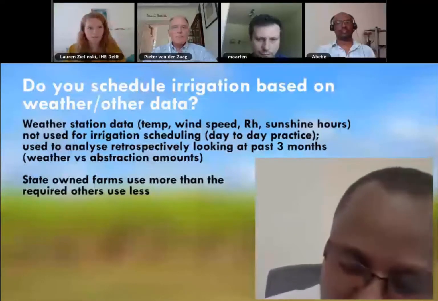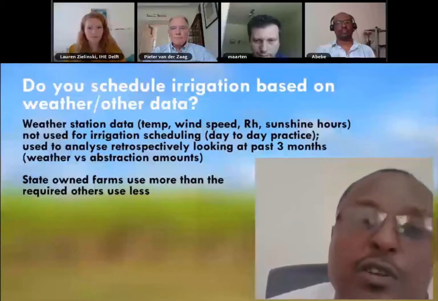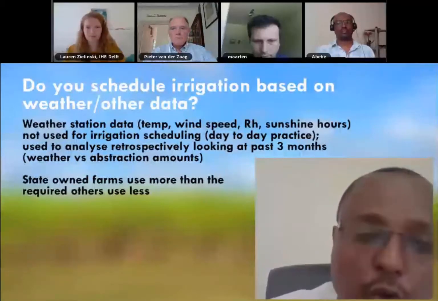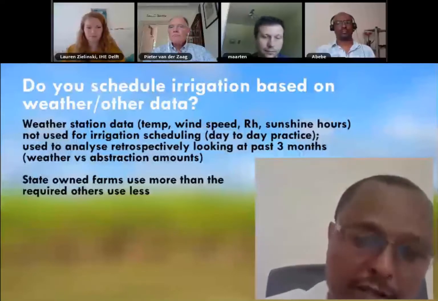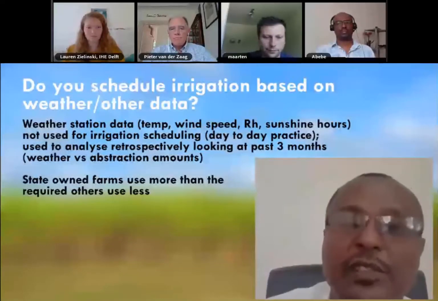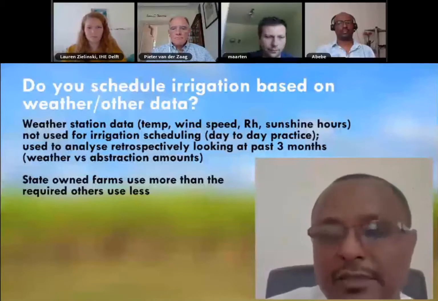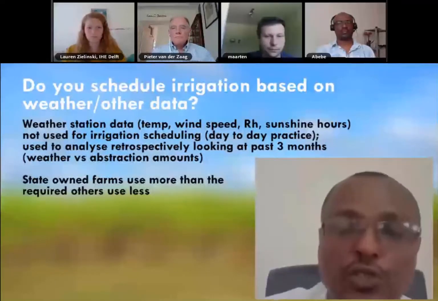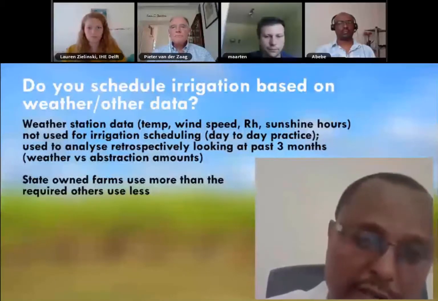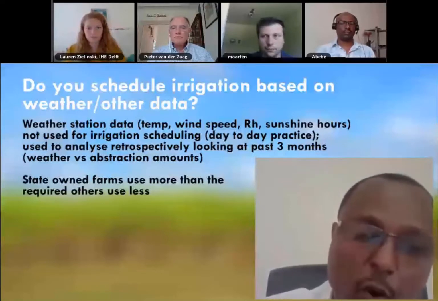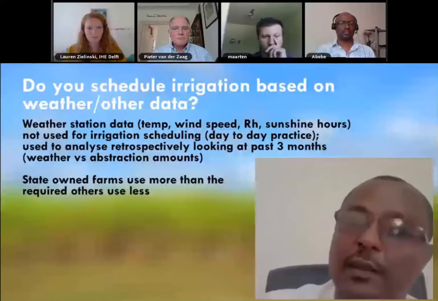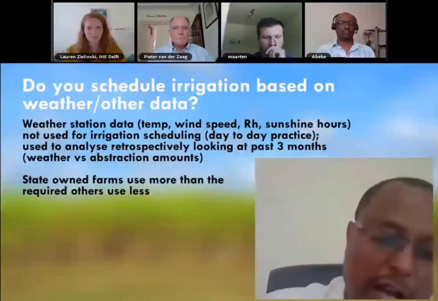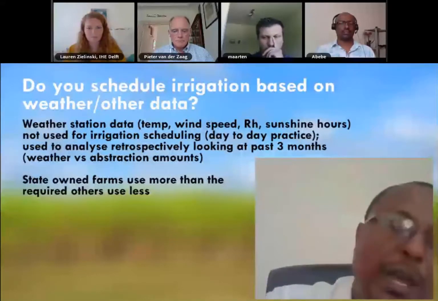Most probably the state-owned farm uses more water than required. The other farms use a lesser amount of water than required. So we are measuring only at the input side, at the beginning. We are not trying to measure the water within the farm.